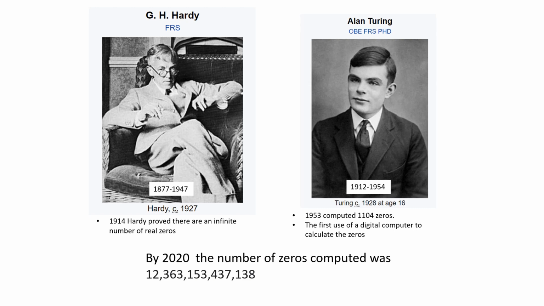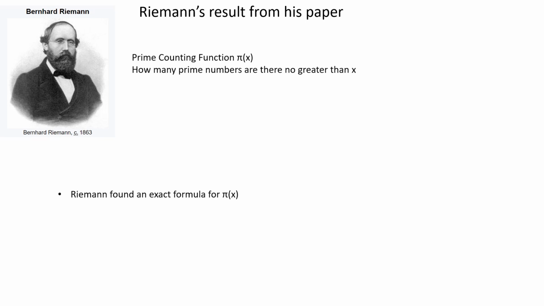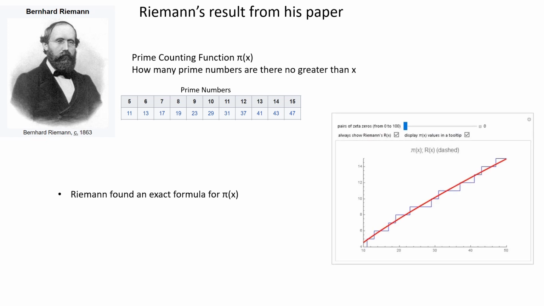Riemann's result from his paper was an exact formula for pi x, the prime counting function. How many prime numbers are there no greater than x? This gives a step function shown on the right in blue.